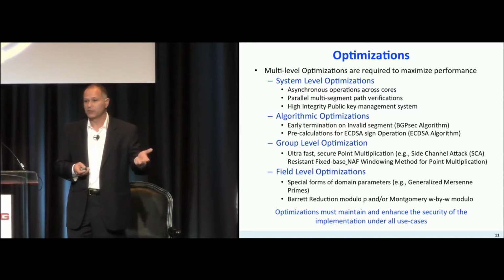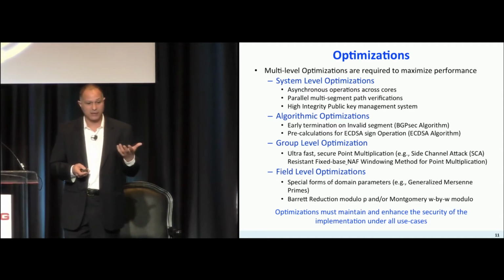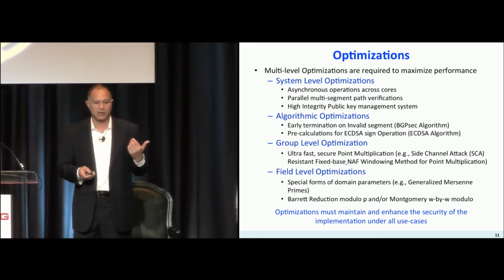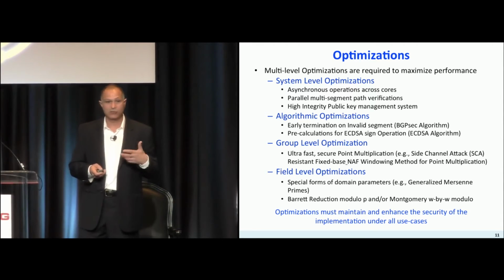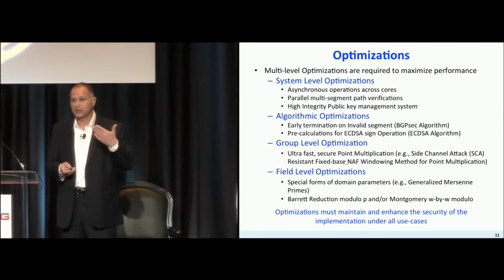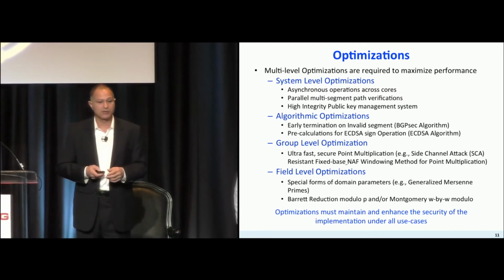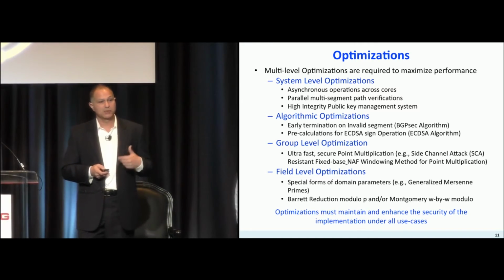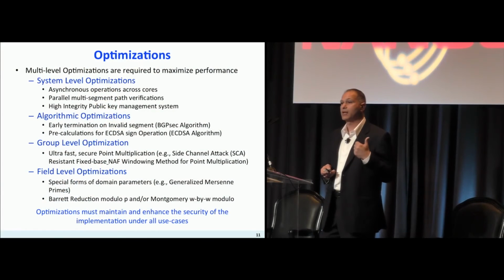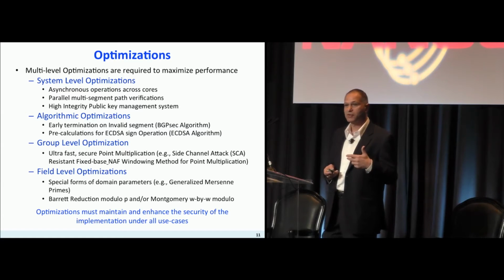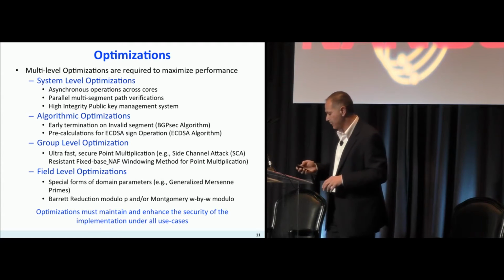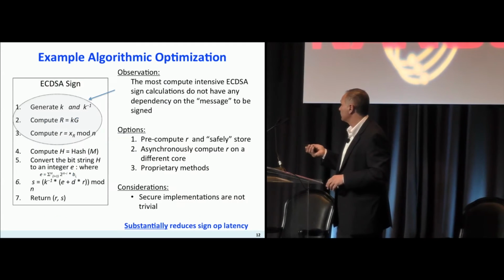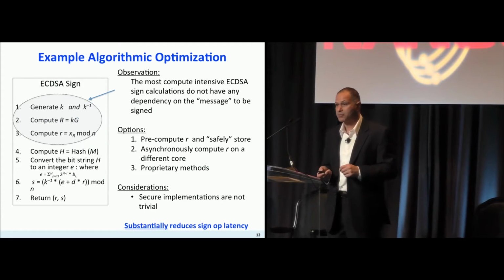Beyond that, we start getting into the math side of things. The group level optimizations will be within the ECC groups that we're looking at with ECDSA operations. And then as we get into the field level optimizations, that's another layer of getting deeper into the math, looking into the special forms of domain parameters and looking into multi-scalar operations and reducing the time taken by them. So let me show a quick example of an algorithmic optimization.